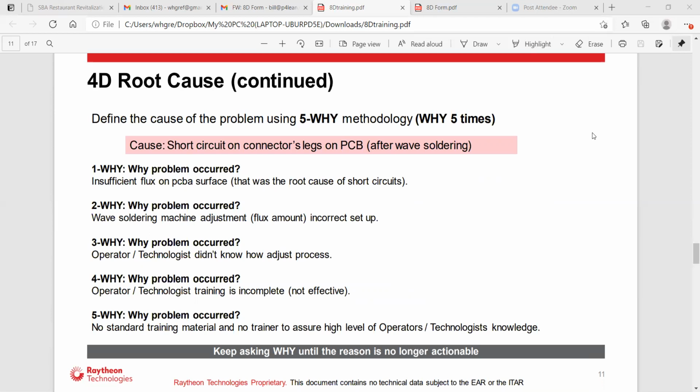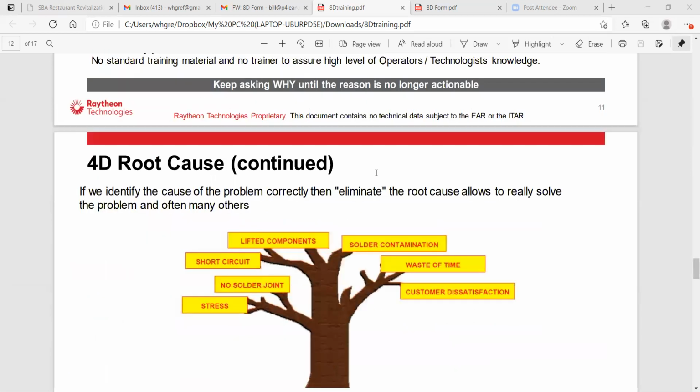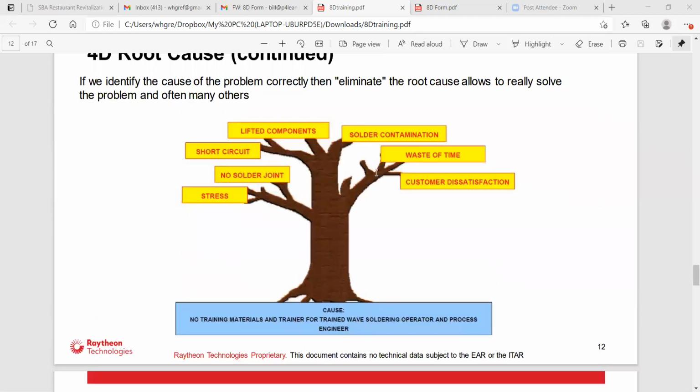So if you continue to ask why, there's no magic number with 5, but eventually you'll get to root cause, which is no standard training material and no trainer to assure high level of operators, technologist knowledge. It all drills right down. And it's something that we do with the team. It's not something you can do alone. And again, we identify the root of the problem and then eliminate the root cause, which allows us to really solve it and not just the symptoms, which are the leaves of the tree.